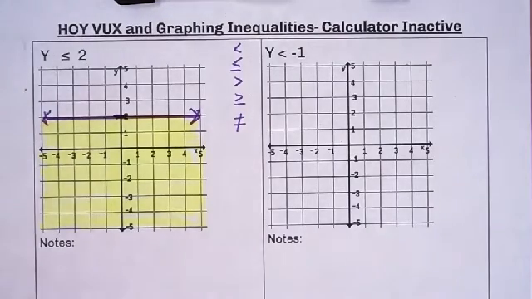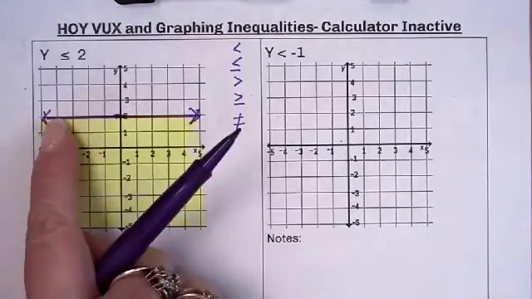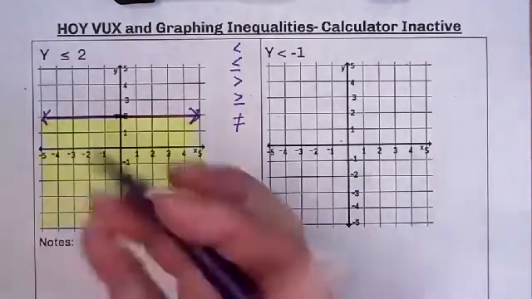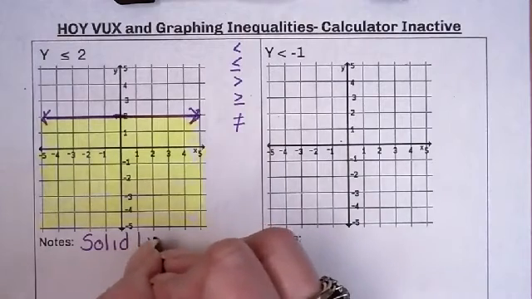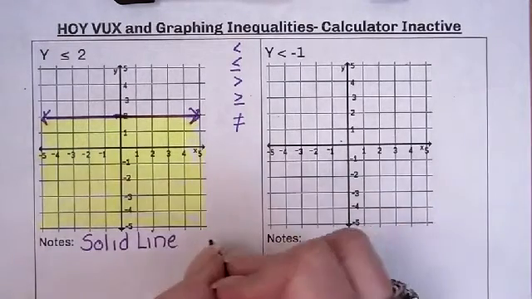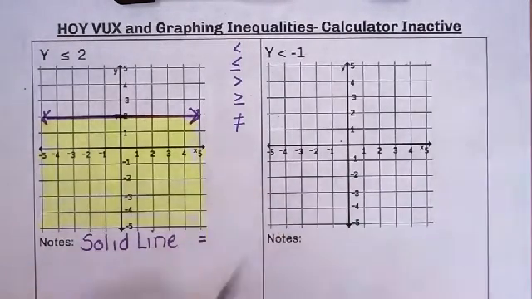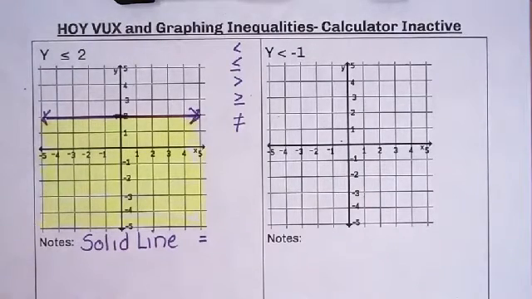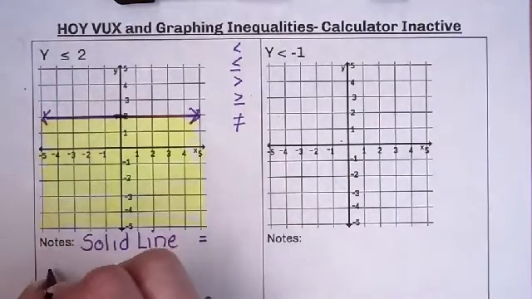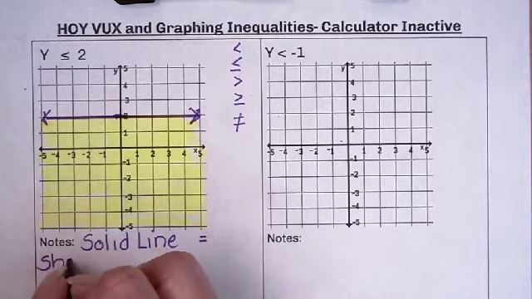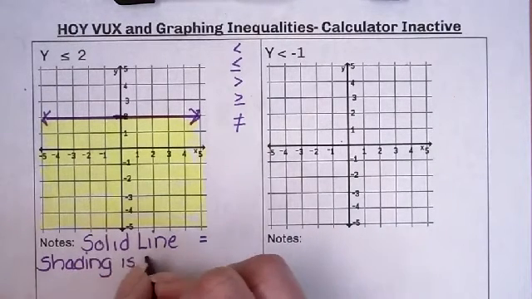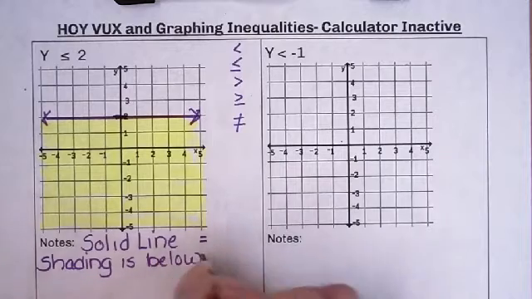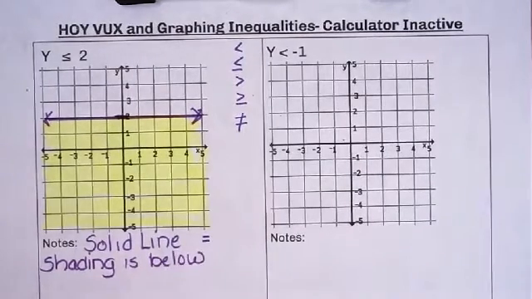Okay? Now, I want to introduce some vocabulary here. This line right here is called a solid line. And the solid line you have because you have the equal to part in your inequality, okay? We also want to talk about the shading. Most people would just say the shading is below the line, okay? The shading is below.